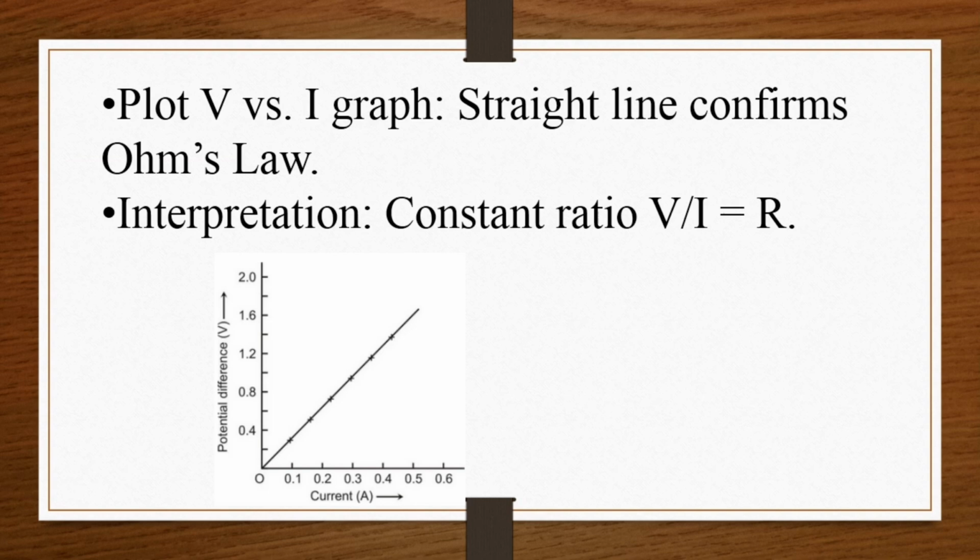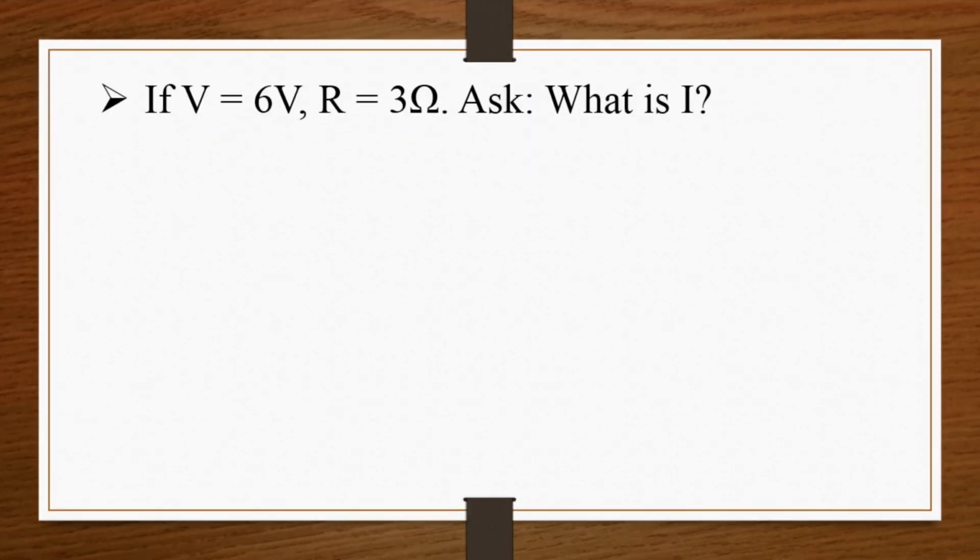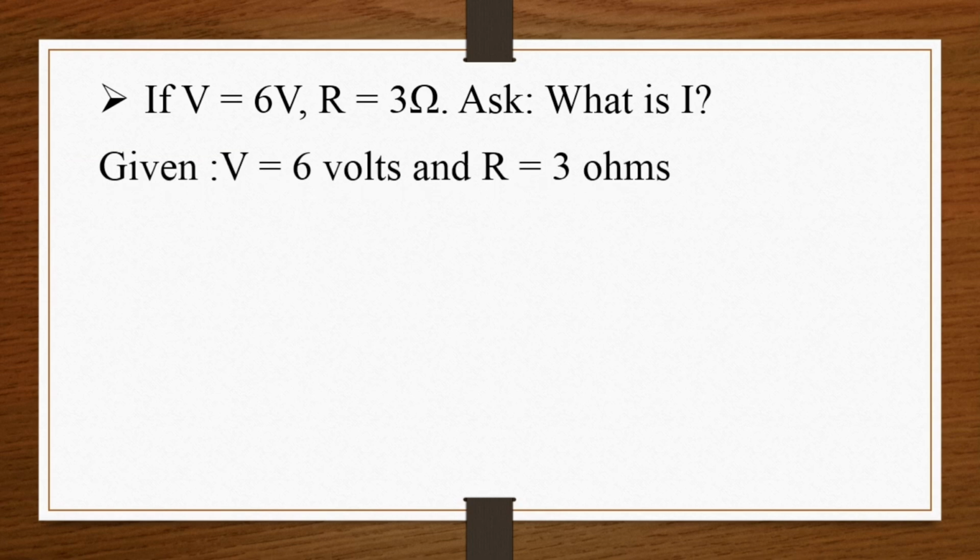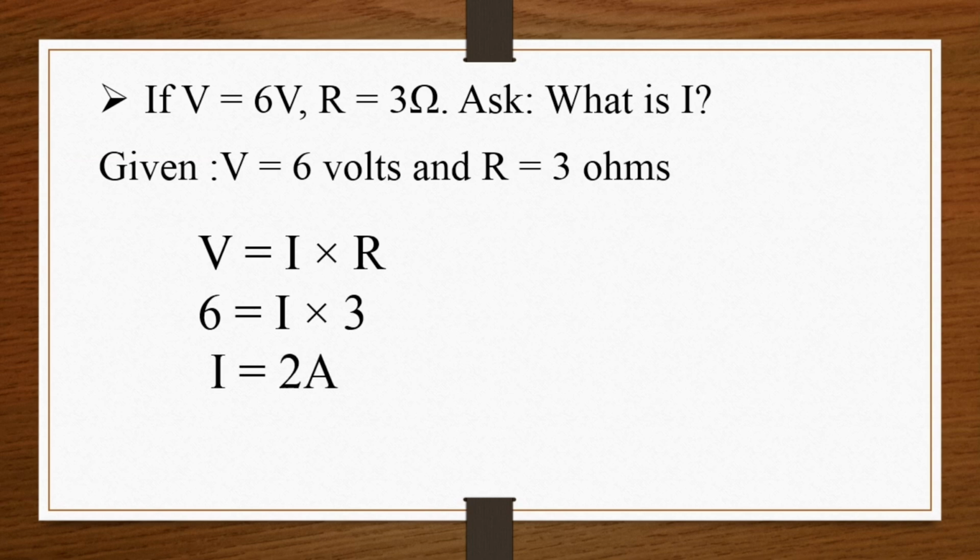Let's consider some values to find the current. Values given are voltage is 6 volt, resistance is 3 ohm, and you have to find the current. Given V is 6 volt and R is 3 ohm, we can find the current. We know the formula V = IR. Substitute the values of V and R. So we will get 6 = I into 3, and I = 6 divided by 3. So the current value is 2 ampere.